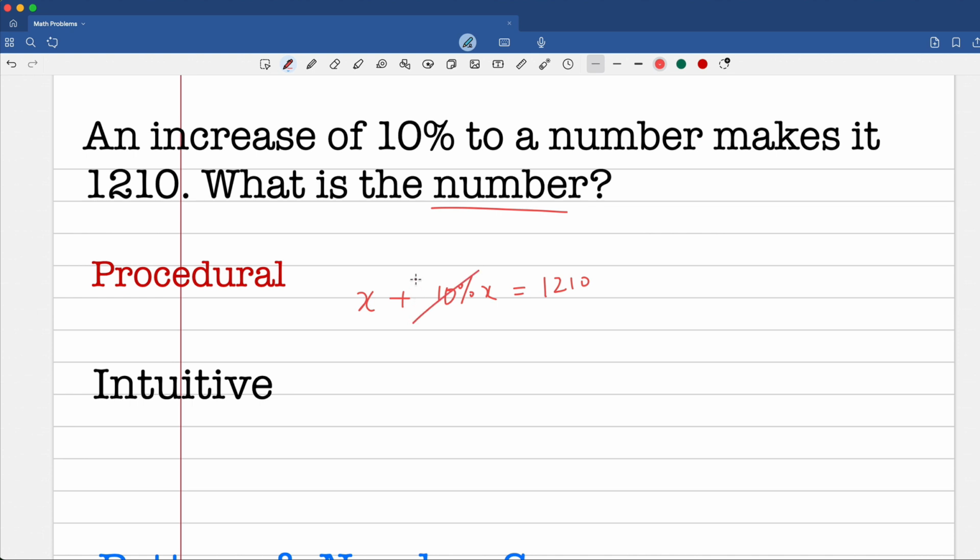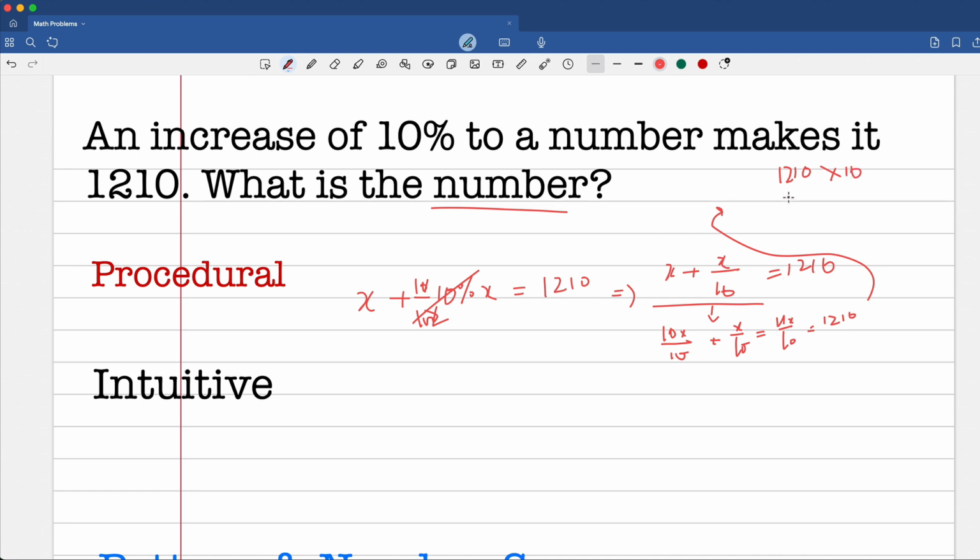10% can be rewritten as 10 by 100, which is 1 by 10. So this equation then becomes X plus X by 10 equal to 1210. So this is fractional addition. If you're procedurally good at fractional addition, then you know that it's 10x by 10 plus x by 10, giving me 11x by 10, which is 1210. Taking it a further step, it's 1210 times 10 divided by 11.